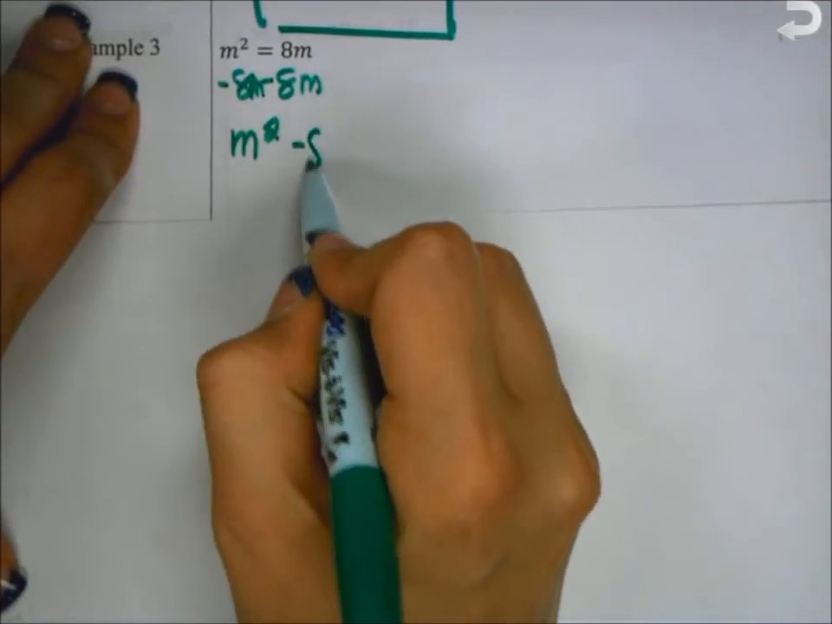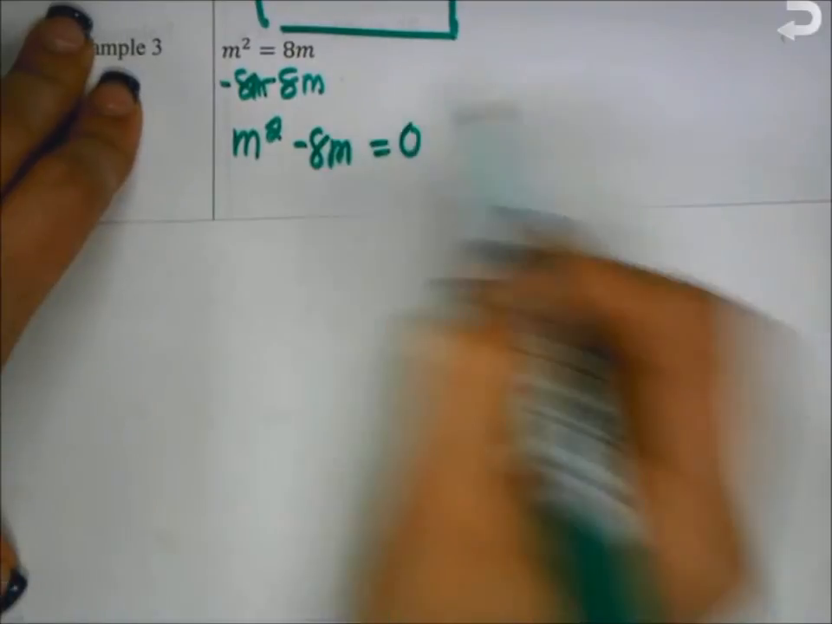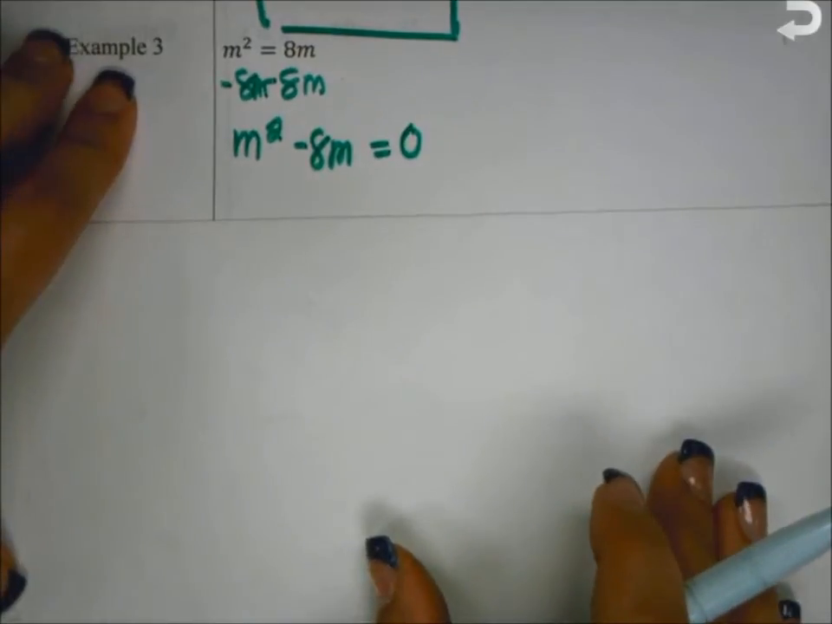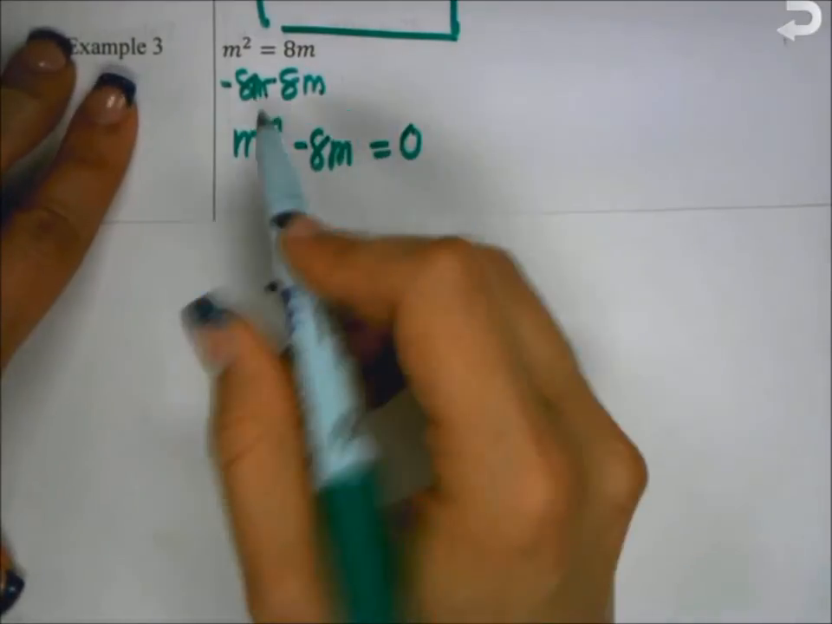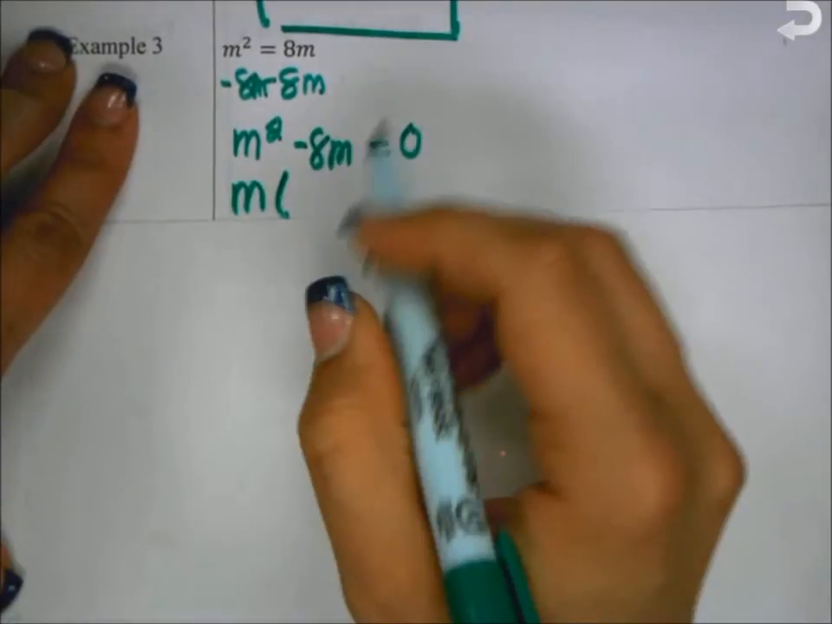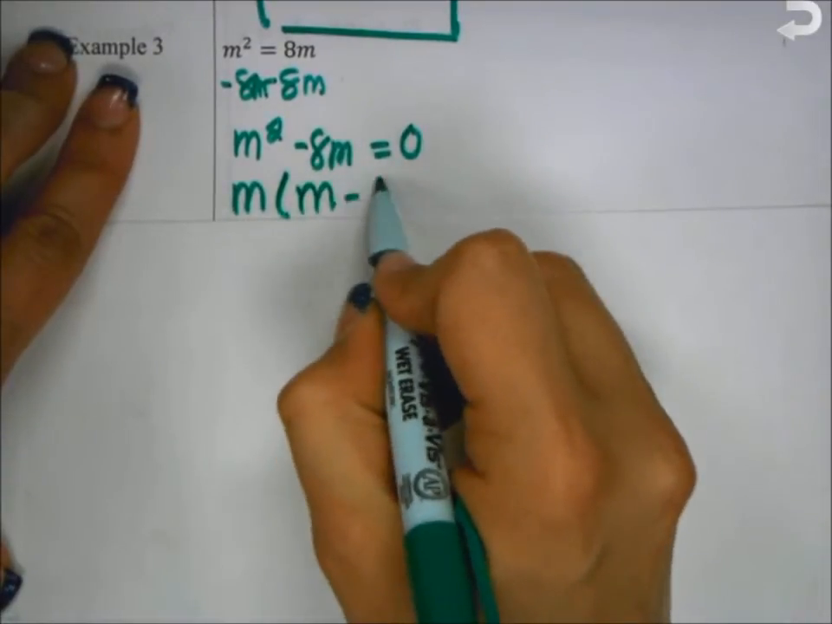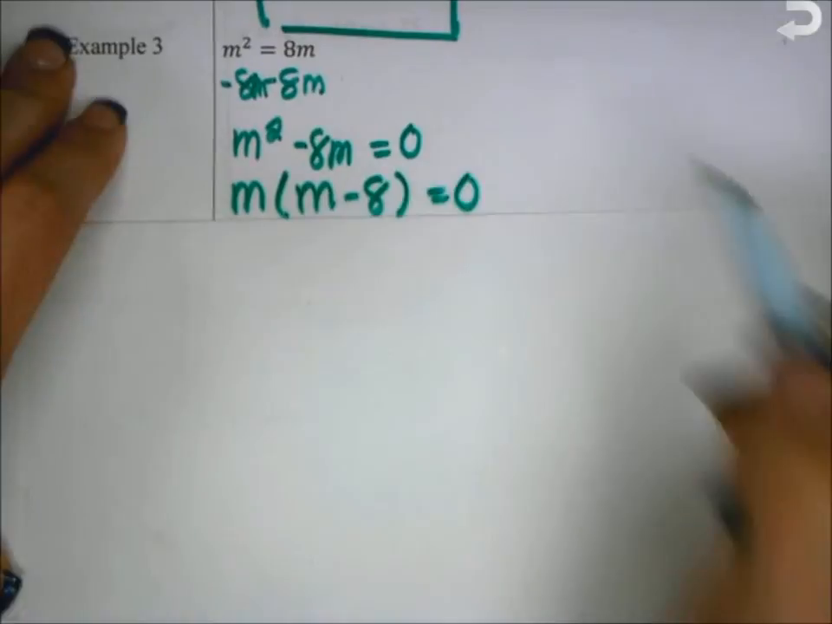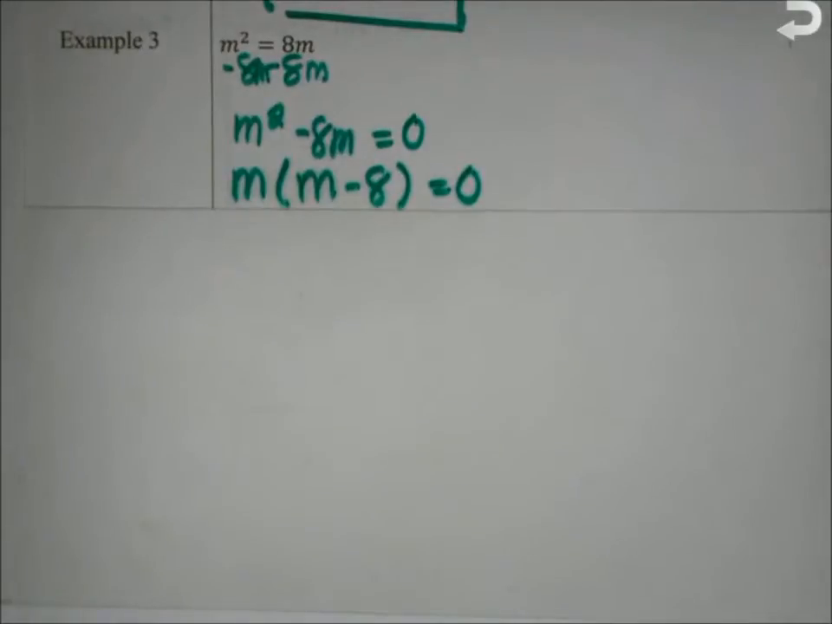Do I have a GCF in here? m. So we factor out an m. So we get m times m minus 8 equals 0. You guys with me so far?